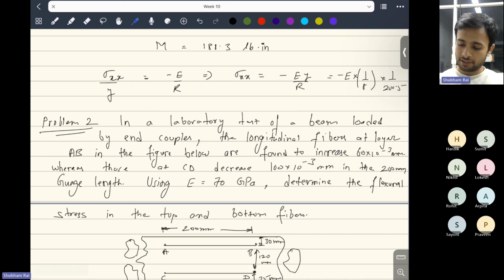So here it has been given that in a laboratory test of a beam loaded by end couples. So you are only applying end couples. That's why it's a case of pure bending.